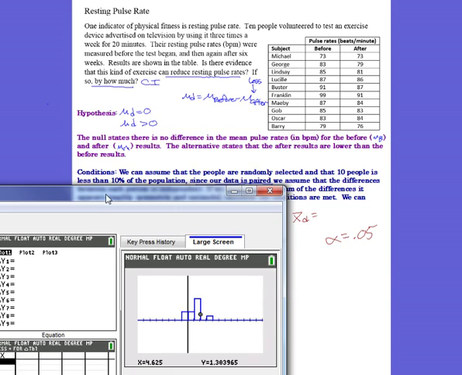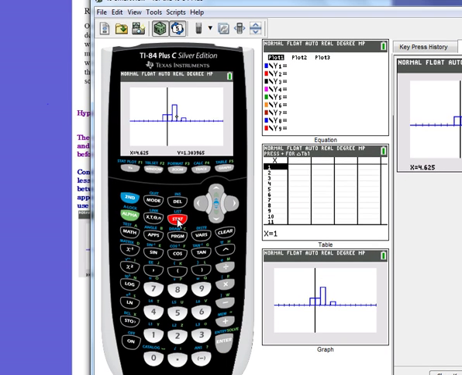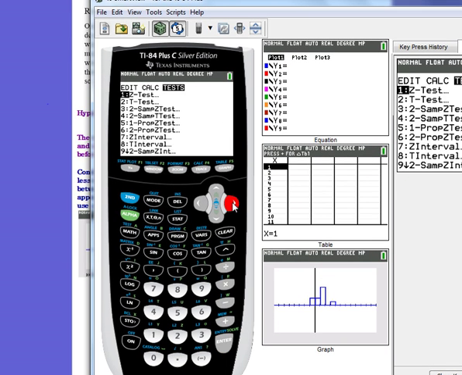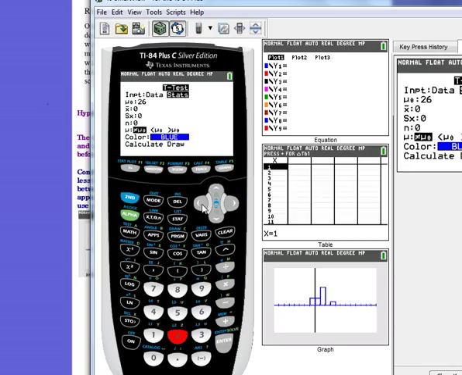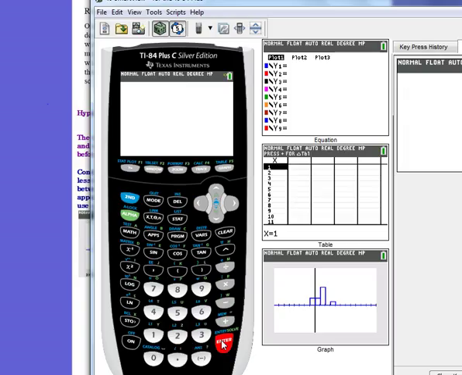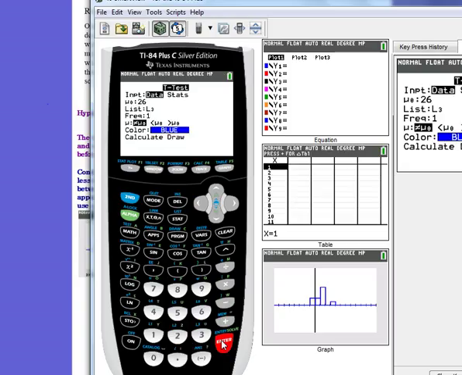Okay, so let's run the test. Back on your calculator, go to stat and then over to tests, and we're going to run a t-test. We have the data inside list 3. For mu, we're going to make that 0 because we're saying there is no difference. Our list is list 3, frequency stays as 1, and we are testing, is it greater than 0? And so I go to calculate.